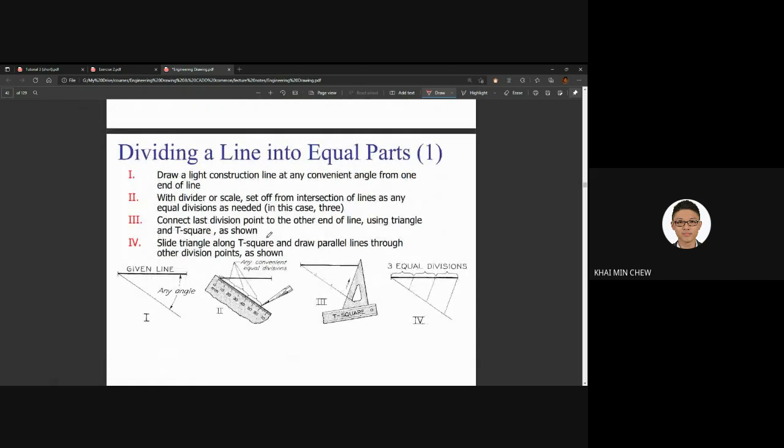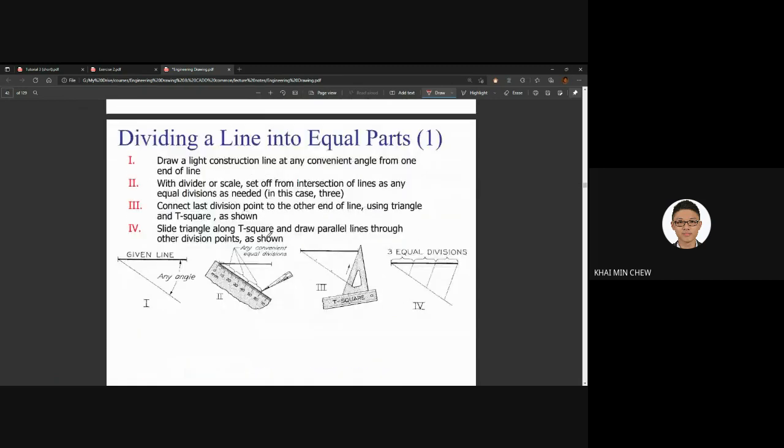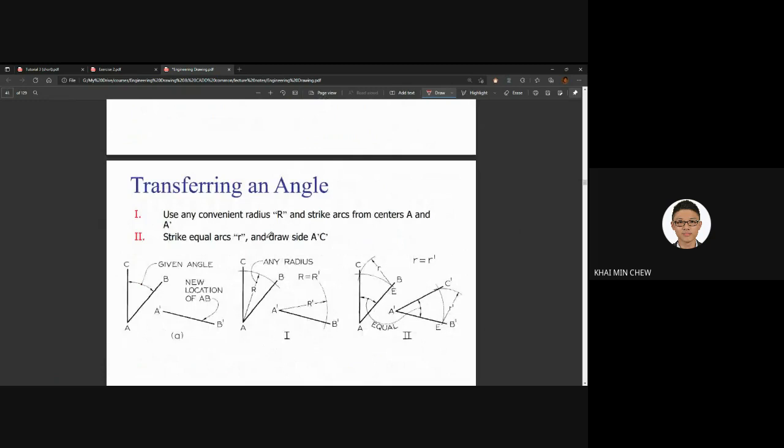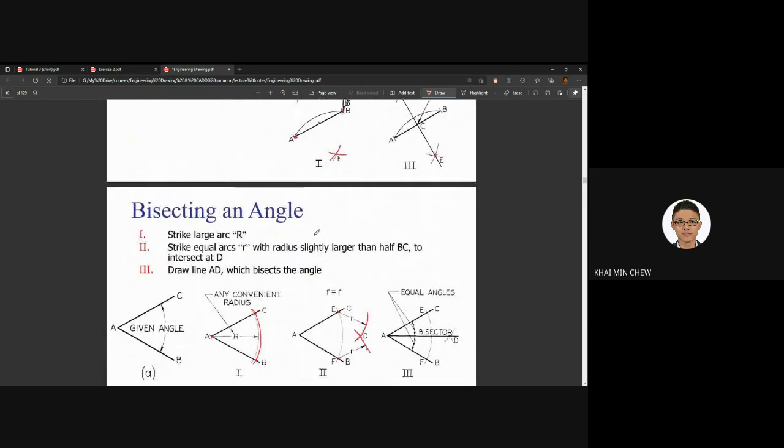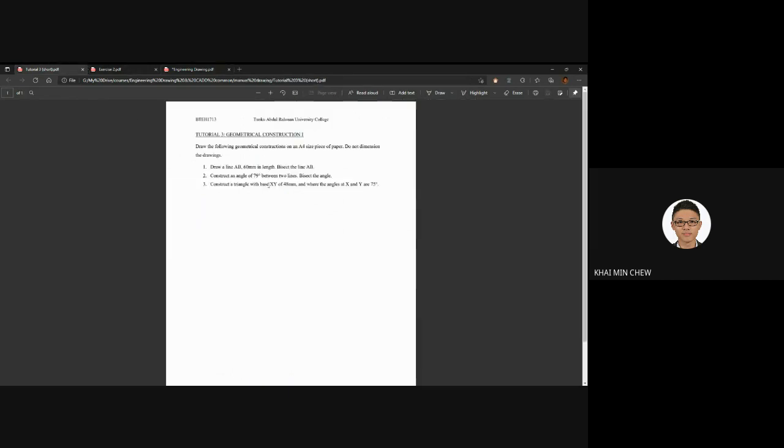Dividing a line into equal parts. Okay, we're not doing that yet. That will be the next exercise. So these two, pages 29 and 40 of the lecture notes, that one I've just uploaded. But that's the tool that we will need for our manual drawing exercise over here.